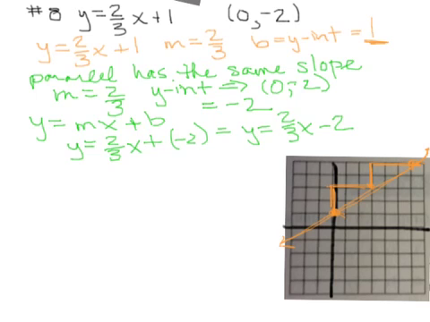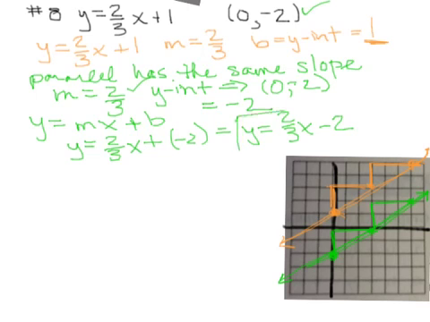So just a quick graph of that. My y-intercept is at -2. That's the point right there. And my slope, change in y, is 2. Change in x is 3. Change in y is 2. Change in x is 3. There we go. And there is the green. And that is my line that passes through the point 0, -2, and it has the same slope.